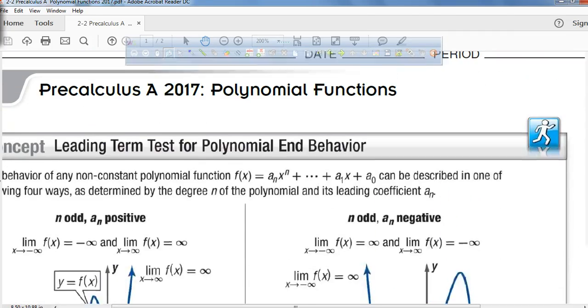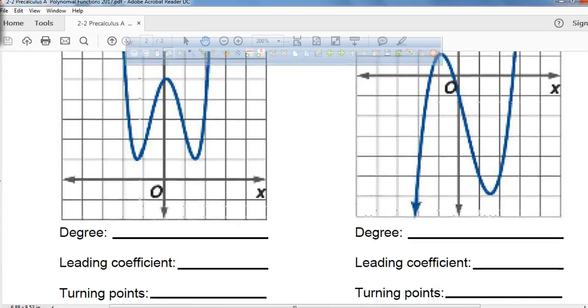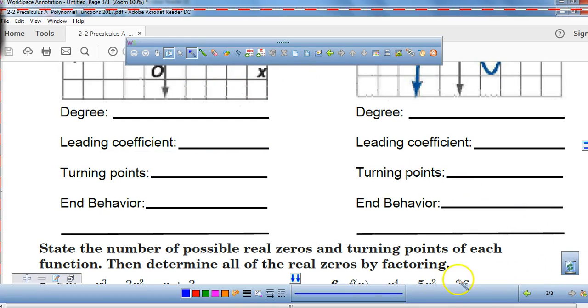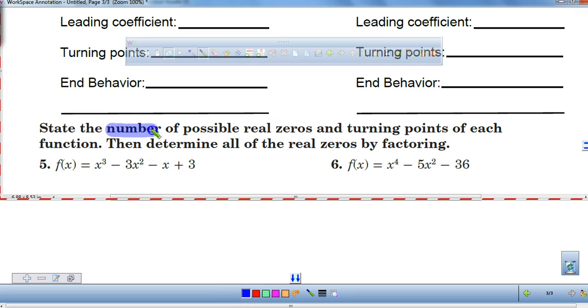Alright, we are continuing polynomial functions. We are looking at problem number 5. Problem number 5 asks us to state, first of all, the number of possible real zeros. So the number of possible real zeros, basically how many places could this function right here hit the x-axis.